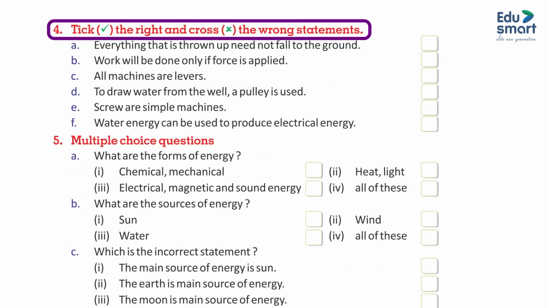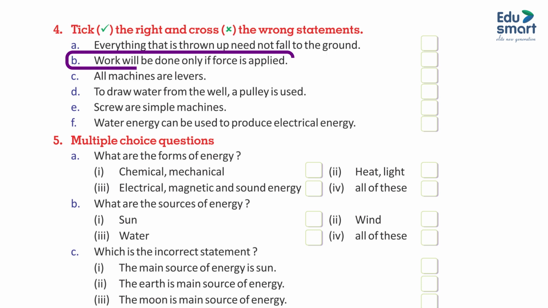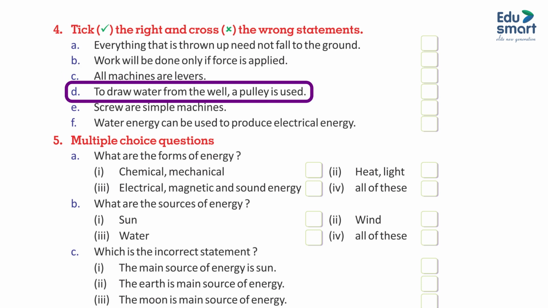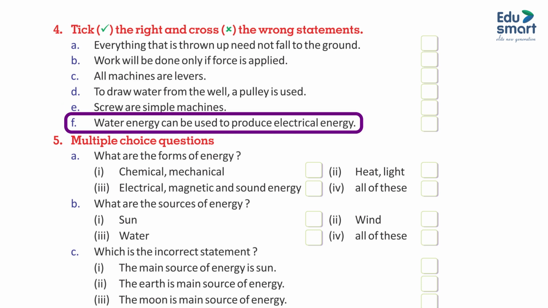4. Tick the right and cross the wrong statements. A. Everything that is thrown up need not fall to the ground. B. Work will be done only if force is applied. C. All machines are levers. D. To draw water from the well, a pulley is used. E. Screws are simple machines. F. Water energy can be used to produce electrical energy.